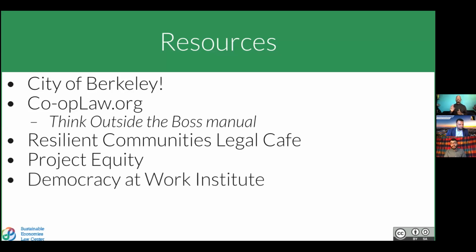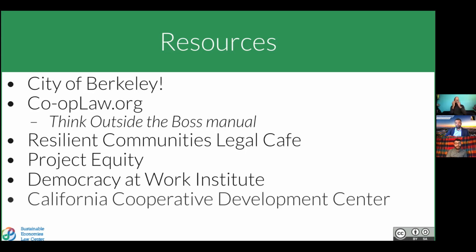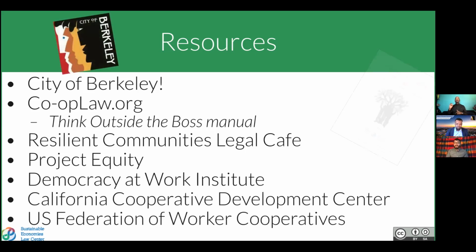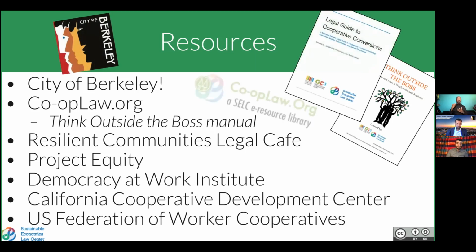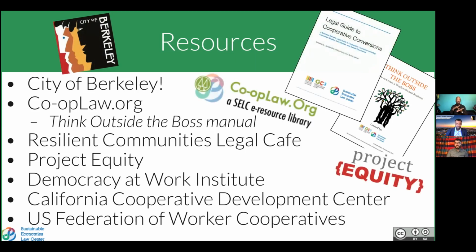Democracy at Work Institute is a national think and do tank for the worker cooperative movement. They're the sister organization of the U.S. Federation of Worker Cooperatives, which is the national business association of worker cooperatives. The California Center for Cooperative Development is also another great resource. They're based out of Davis, but they work across California to support all different types of cooperatives, including housing, consumer, worker, agriculture, and electric.